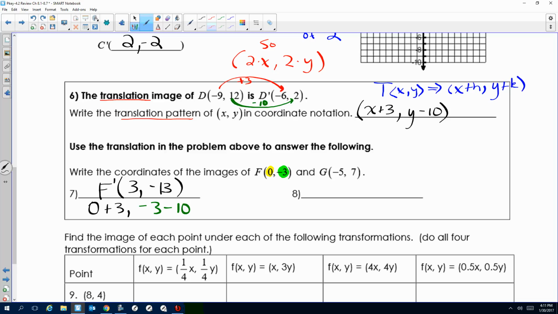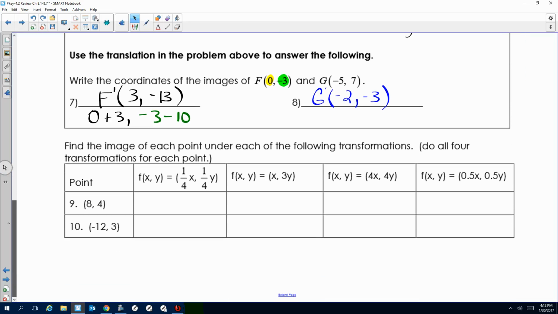Why don't you try g prime? Some of you probably already did that in class, but just try. Pause the video if you need to. We're going to add 3, subtract 10. Hopefully we got our g prime was negative 2, comma, negative 3. So that's using the translation rule. You're definitely going to see one like that, determining the rule and then applying the rule.